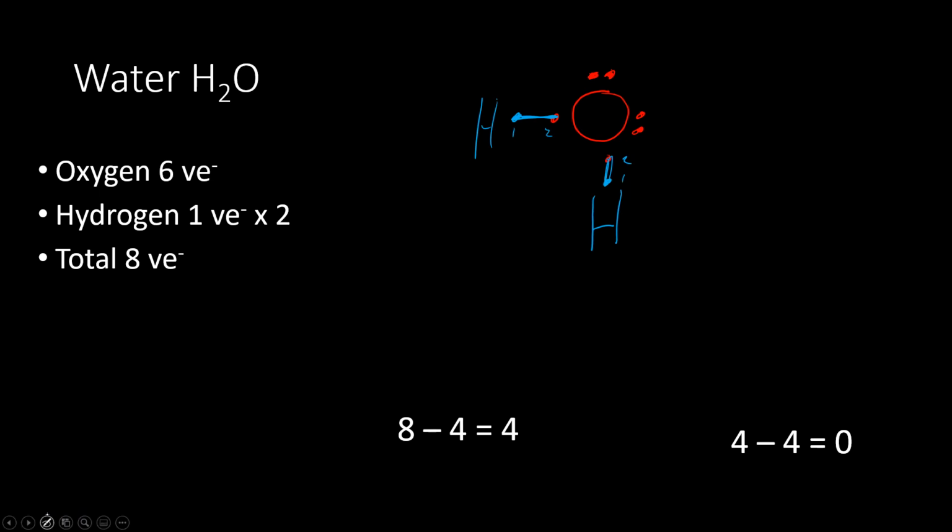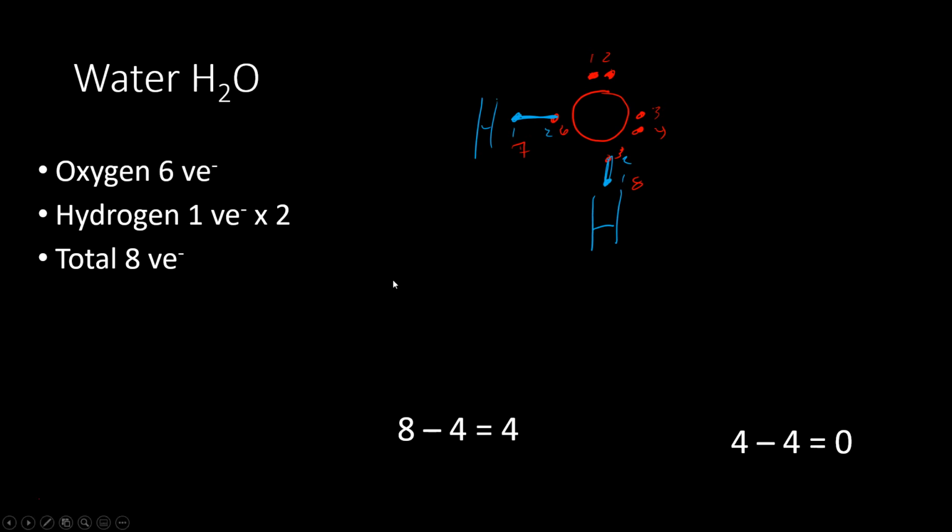Whereas oxygen, with this sharing of electrons, now thinks it's like neon. It has 1, 2, 3, 4, 5, 6 originally, and now it has 7 and 8. So it thinks it has 8 electrons. Hydrogen thinks it has 2 electrons, and that's how that happens.